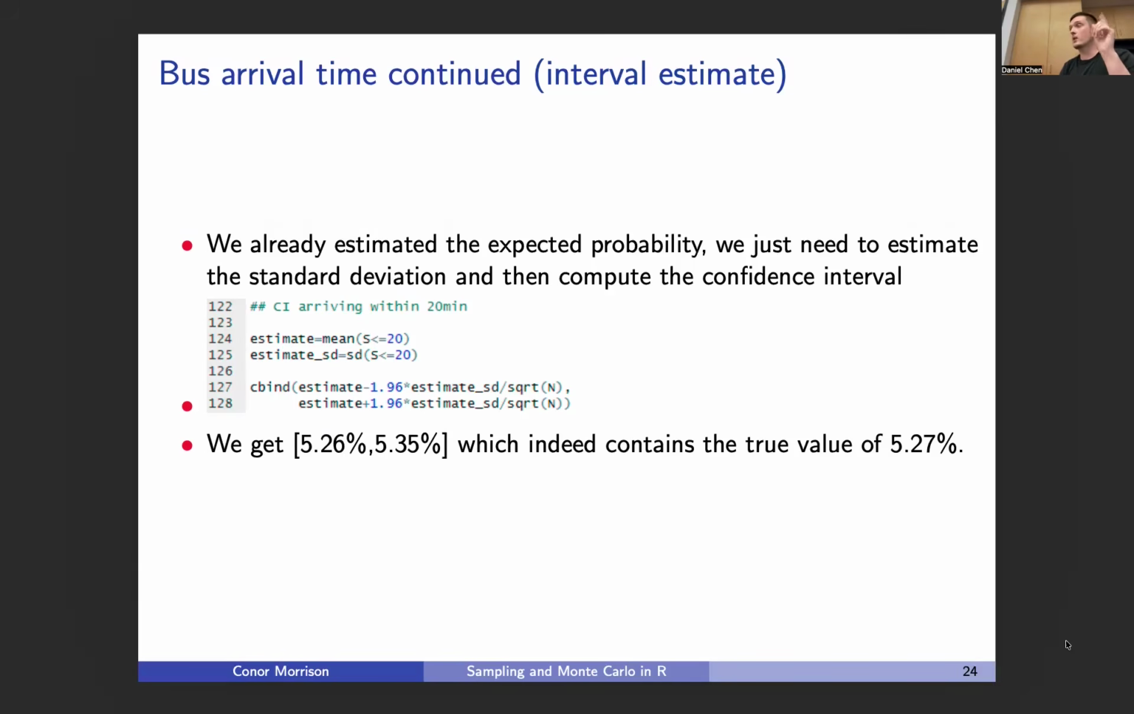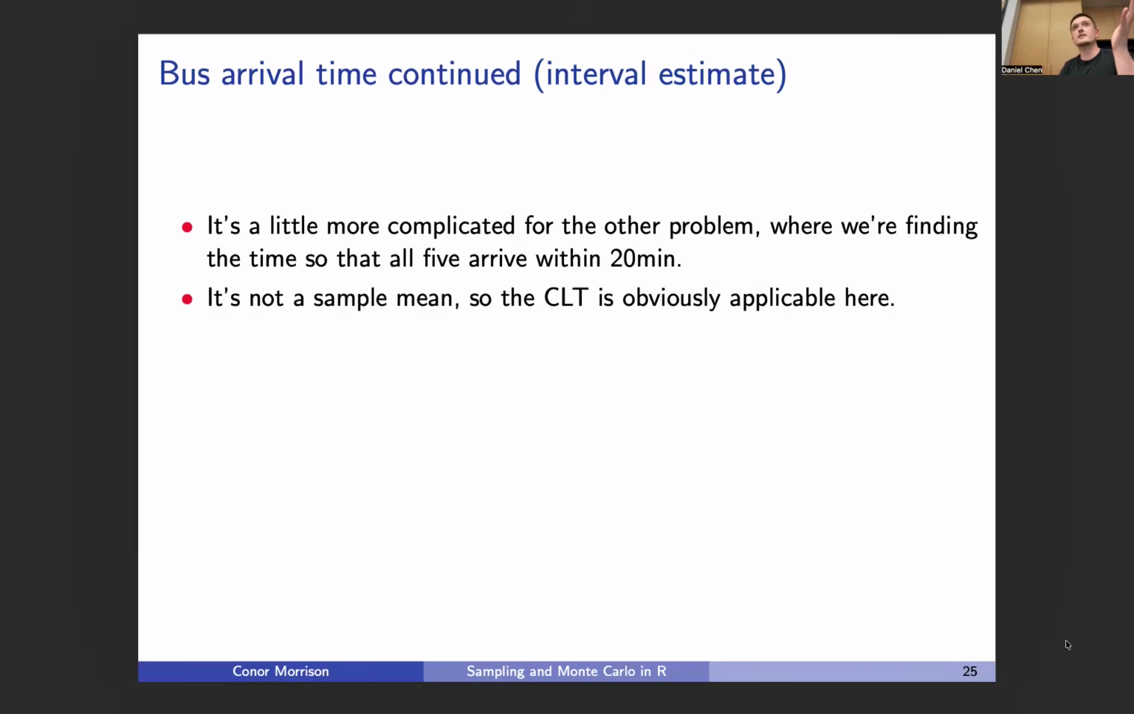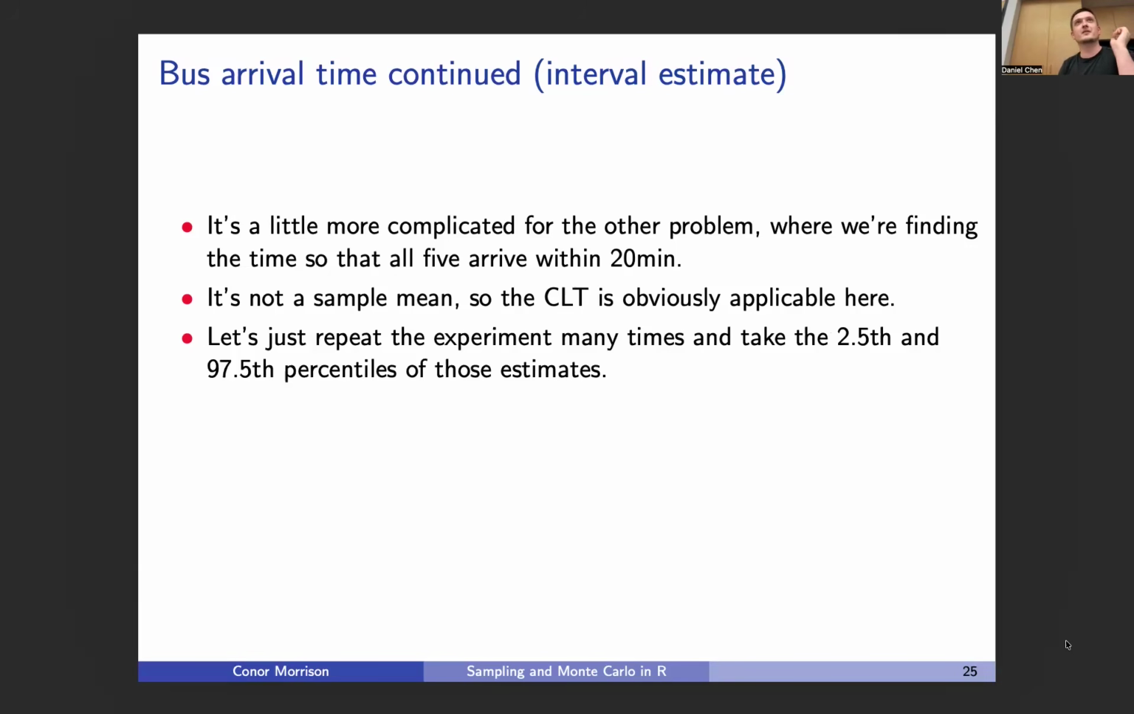In the other example, it wasn't a sample mean. It was a quantile. Now, sometimes the central limit theorem pops up in weird places. Maybe there's some way that you could justify it, but it's not immediately obvious to me. There's an unfortunate typo. I said it is obviously, but it is not obviously applicable.